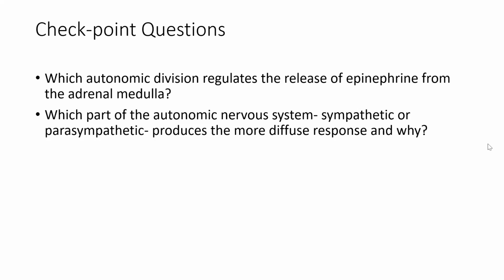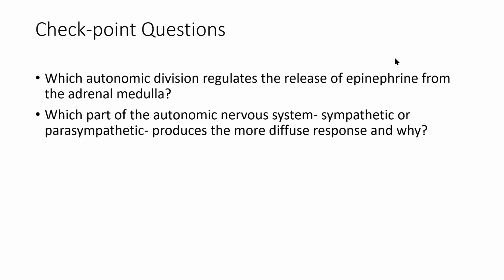Excellent. Question 2: which part of the autonomic nervous system, sympathetic or parasympathetic, produces the more diffuse response, and why? Something else we touched on earlier today. Which of these gives a more diffuse response? When we think about the word diffuse, we think about just going everywhere really quickly. Excellent, thank you. So also the sympathetic nervous system.